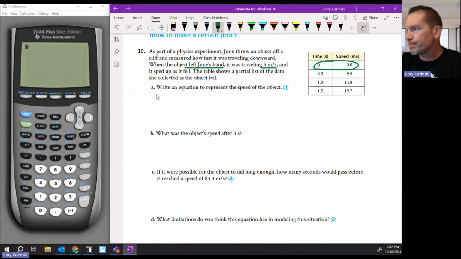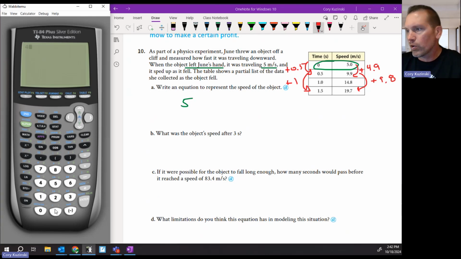Okay, so we know that. But then as far as our rate of speed, it's not 4.9. I bet a lot of people make that mistake, because that's actually over a half a second. We actually want to look at the fact that it's picking up speed at 9.8 meters per second every full second. I can show you that in the calculator, because 4.9 divided by 0.5 is 9.8.